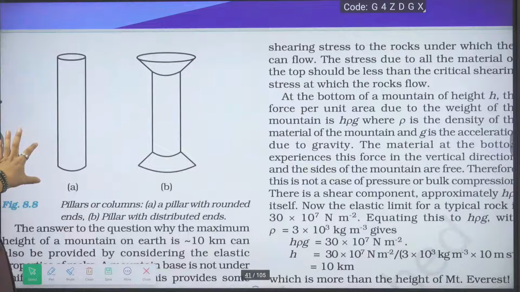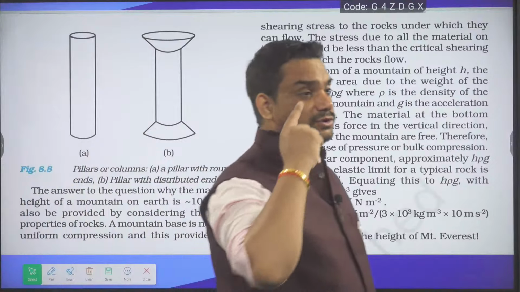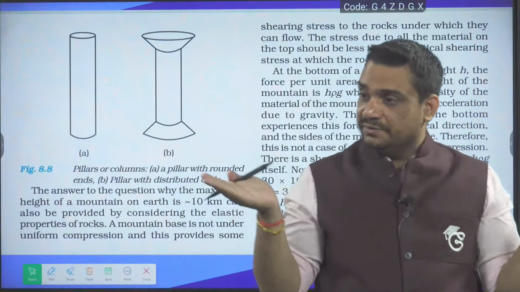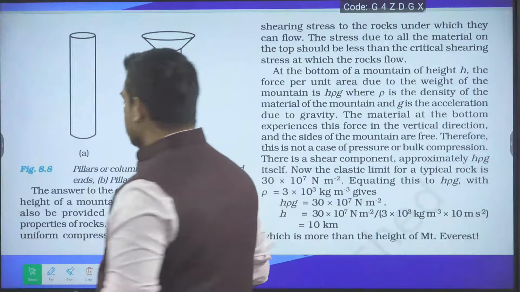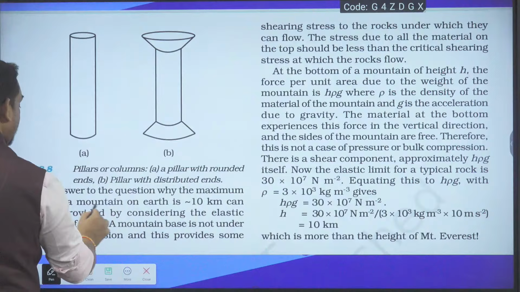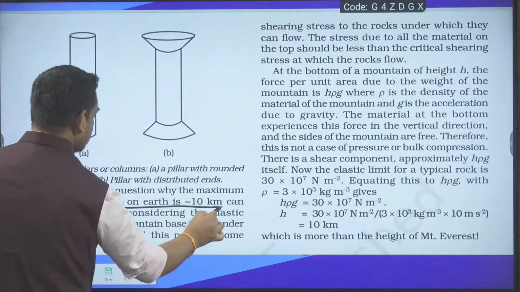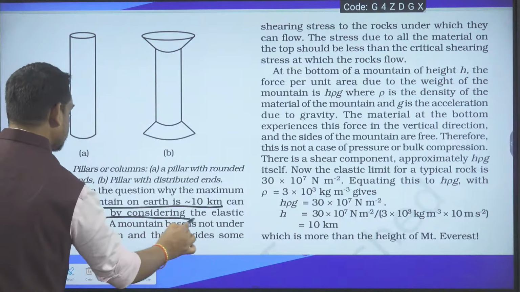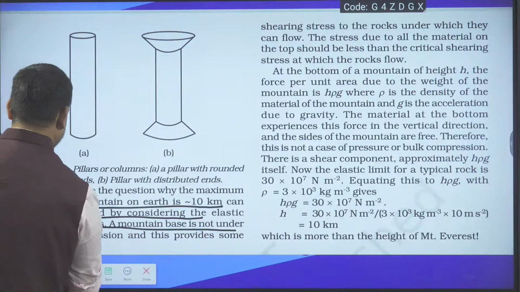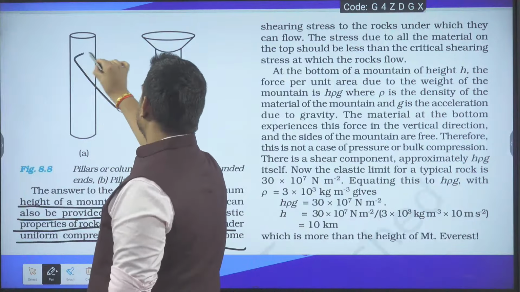Now, whenever we are making pillars, all the time you remember that while making pillars, the bottom is always wide, okay? Always wide we say, okay? What is the reason for this? Here, maximum height of mountain on the earth is 10 kilometer. This can also be explained by considering the elastic properties of rocks. A mountain base is not under uniform compression.